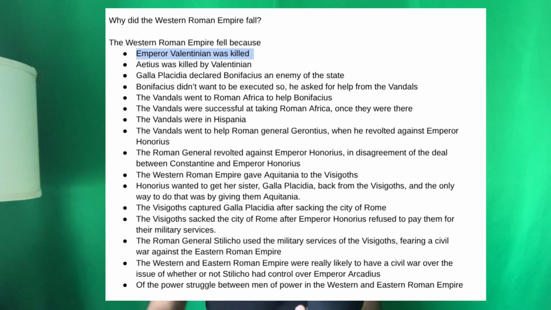The Western Roman Empire fell because Emperor Valentinian was killed. I think that this is not something that people are going to dispute. This is something that is going to be very obvious. But when Emperor Valentinian was on the throne, he was killed. And when he was killed, there was a crisis of who got to be the next emperor. And the answer to that question never got solved, because after he was killed, there was nobody who could claim the Western Roman Empire, the throne, never claimed it.